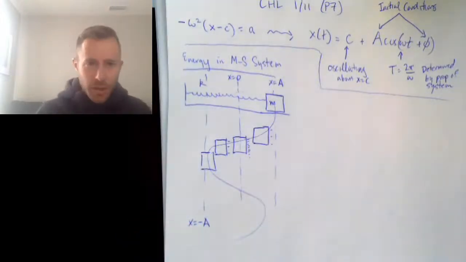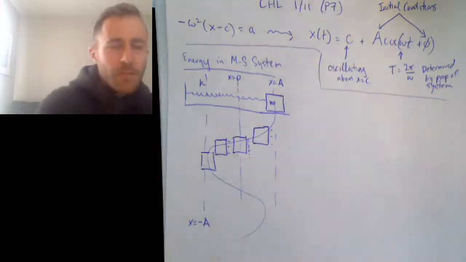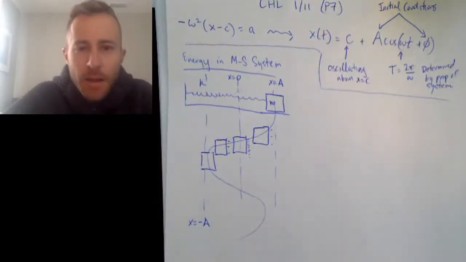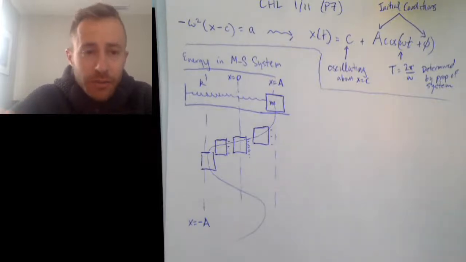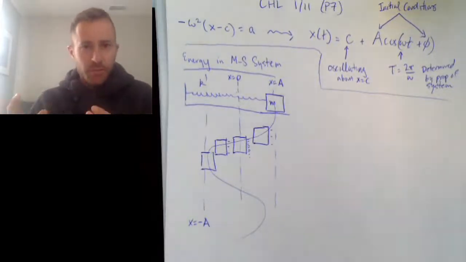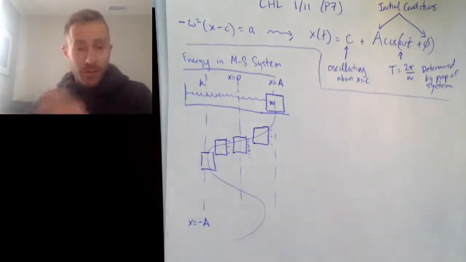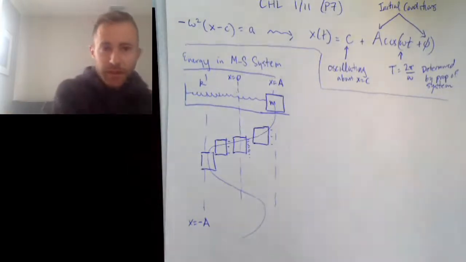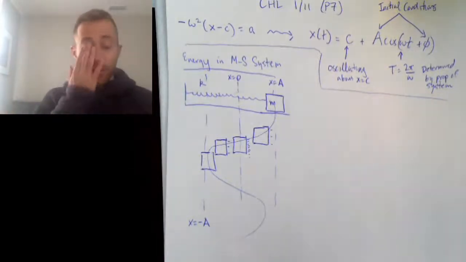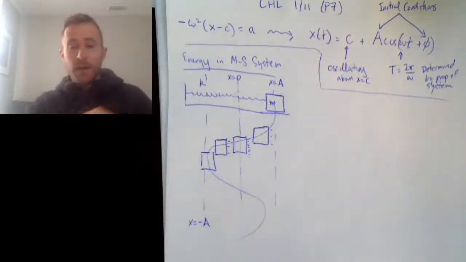So we could think about the mass spring system, or actually simple harmonic motion in general, as an exchange of energy from potential energy to kinetic, back to potential, back to kinetic, back to potential, back and forth over and over again.